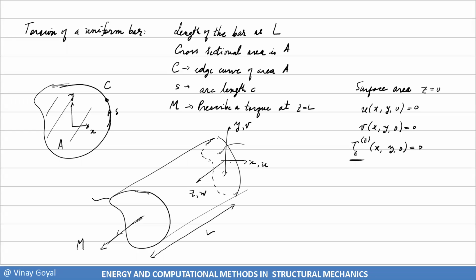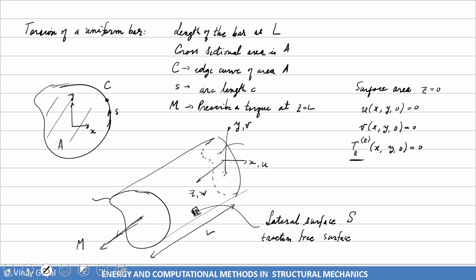I'm also going to say there are no tractions applied on the surface here. If I look at a surface element here, on the lateral surface I'm going to assume that we have a traction-free surface. So no traction is applied on the lateral sides.